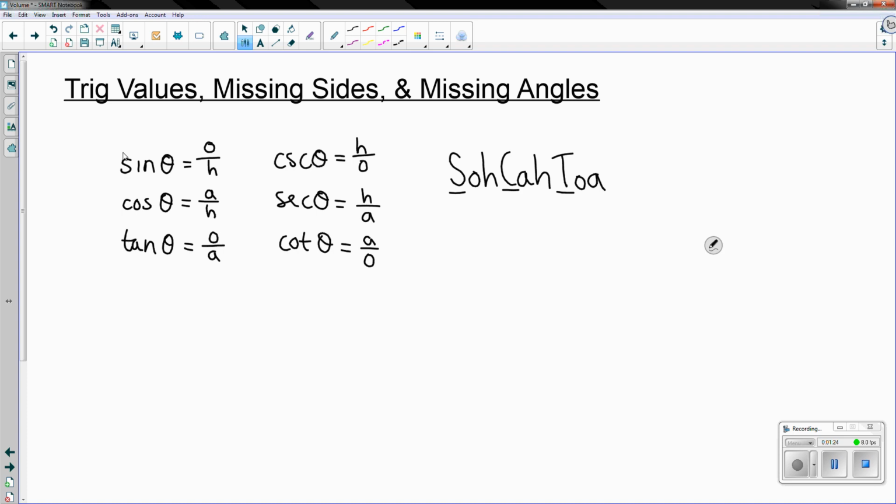Although you can use the other 3, they are less common. And at this point in your math career, we're going to stick with these 3 for finding missing sides and angles. So how do you use SOHCAHTOA to your advantage? Well, first you need to make sure you spell it correctly.